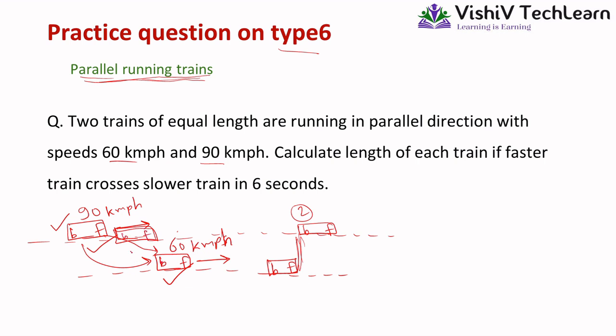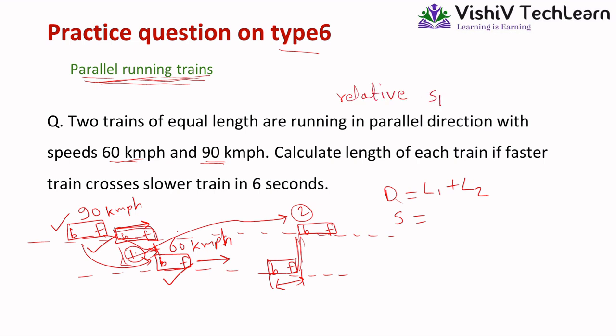So this could be the first position. From the first position to the second position, the train is covering a distance equal to the length of both the trains, this length as well as this length. So it is covering L1 plus L2. But what about speed? In this case the trains are running in the same direction, so relative speed will again be the concept here. But in this case the relative speed will be the subtraction of these speeds.